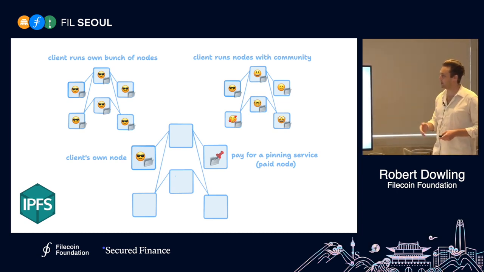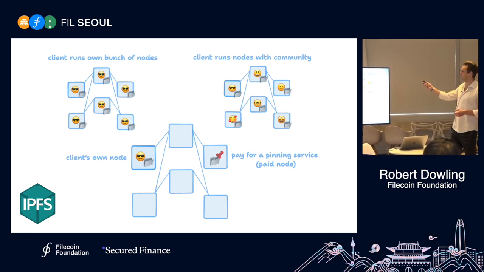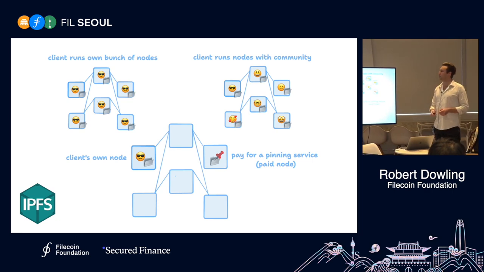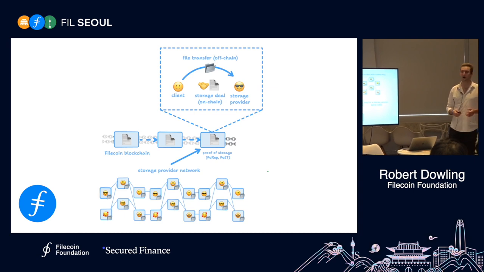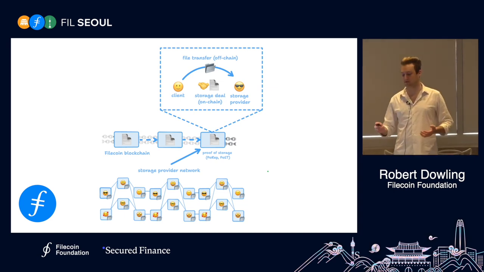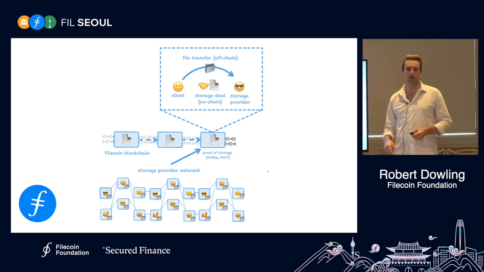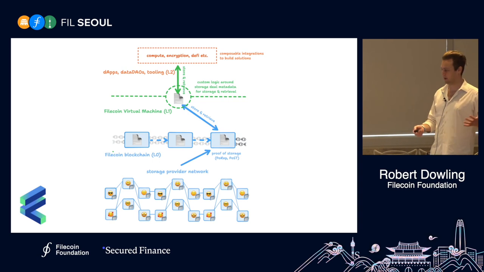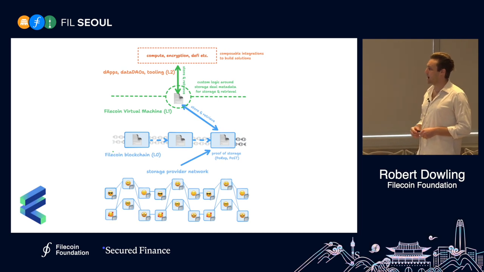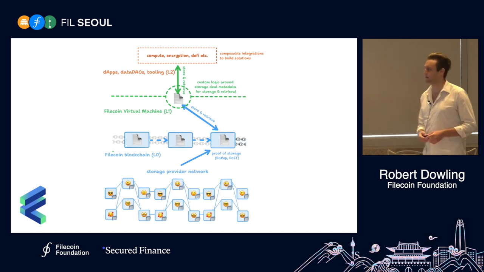So this is what the IPFS stack kind of looks like. You could run your own nodes. You could run nodes with the community. Maybe you will pay for a pinning service like Pinata. But long story short, there's no guarantee your data will stay there. But with Filecoin, because the blockchain accesses that marketplace, you have more of an assurance that your deal will be there in perpetuity.